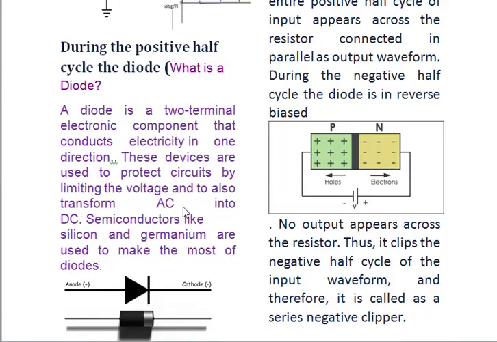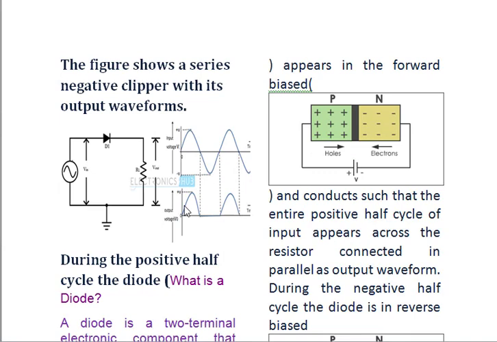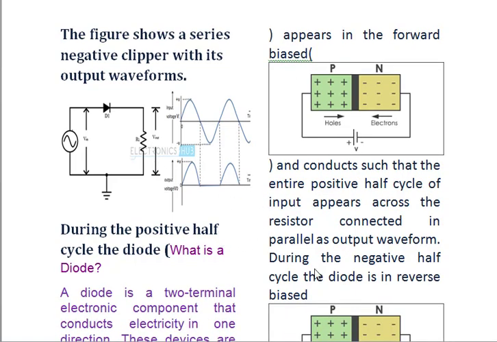During the forward bias, the diode conducts such that the entire positive half cycle, see here, this positive half cycle, appears across the resistor, this one, which is connected in parallel.